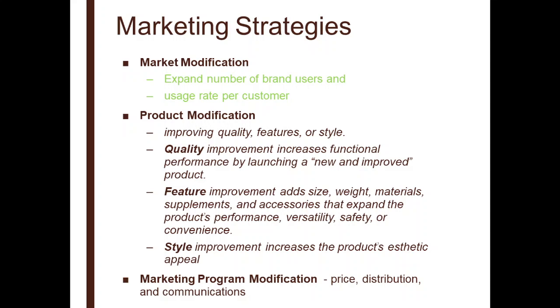Second strategy, product modification. So I can modify the entire product. This I can do at a maturity stage because I have the amount of revenue to do this. I can improve quality, I can improve the features, or I can improve the style. Quality, I can come up with a new functional performance, launch a new and improved product. This is generally done by most of the companies.